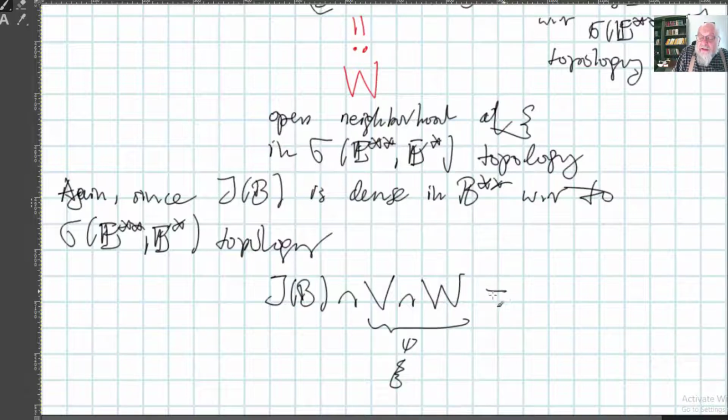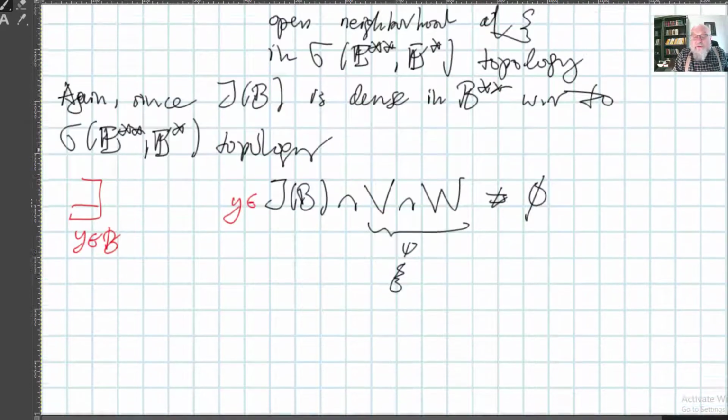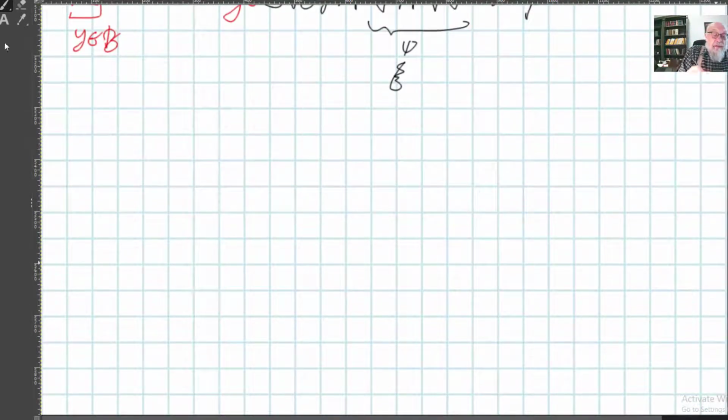And therefore, there exists a y belonging to B such that j of y belongs here. And that of course gives us the following things. So first of all, notice that both x and y belong to V.